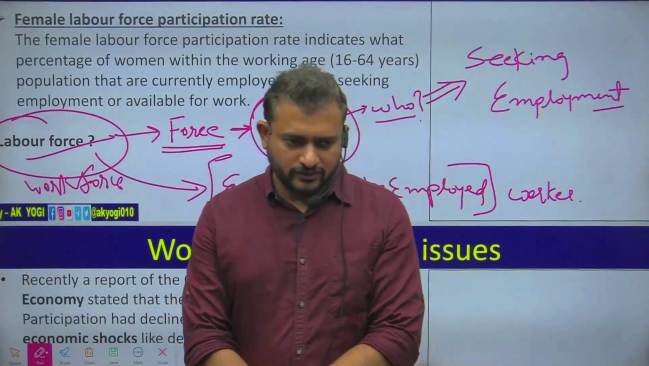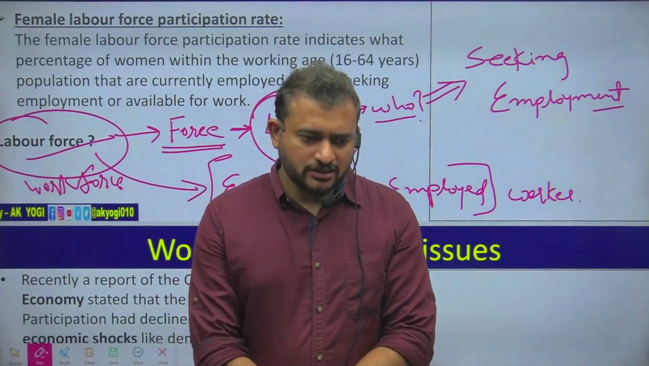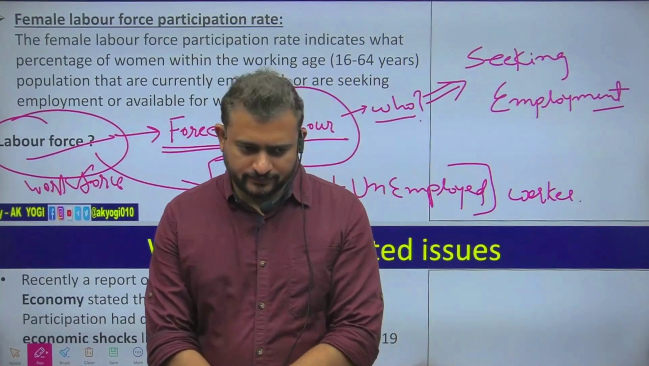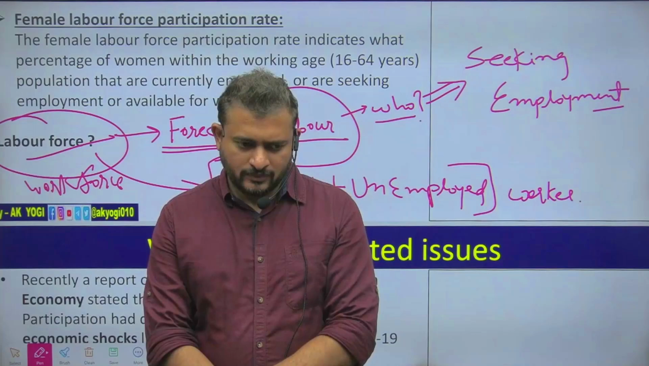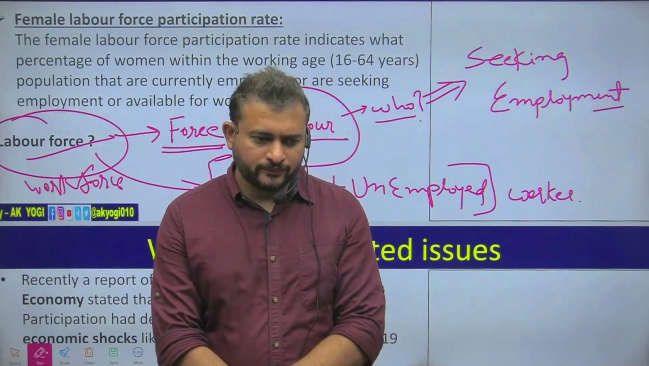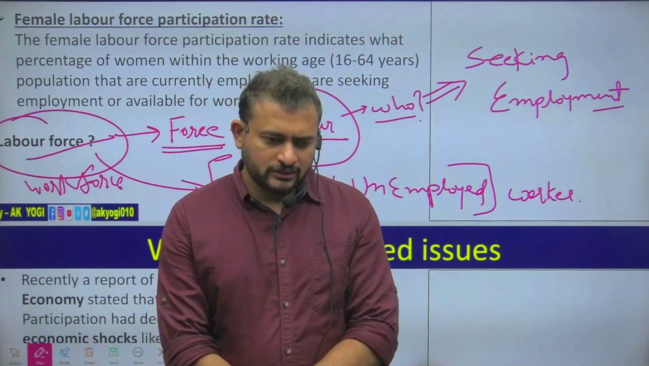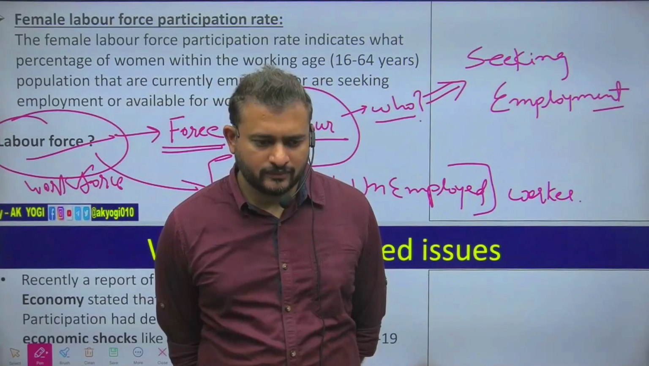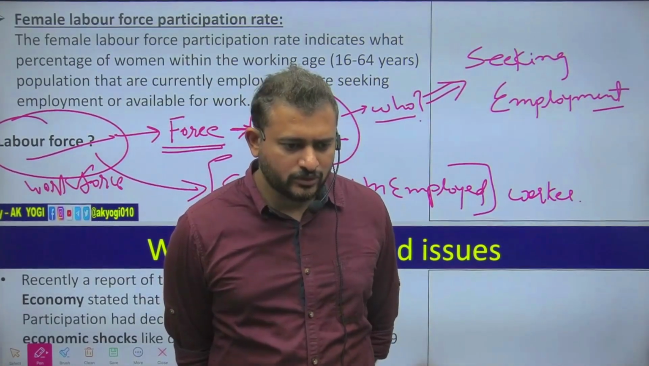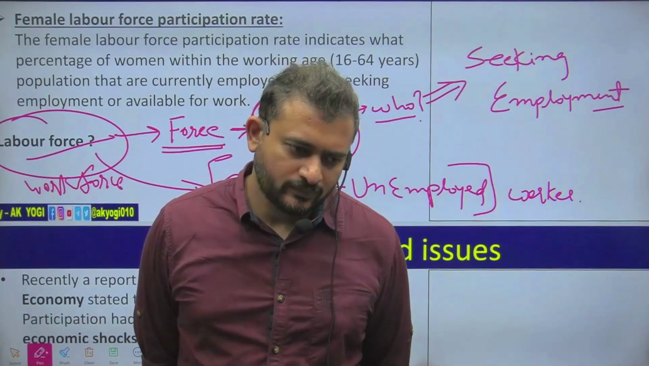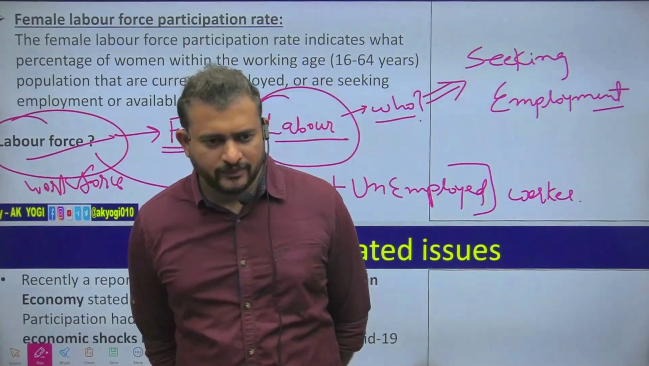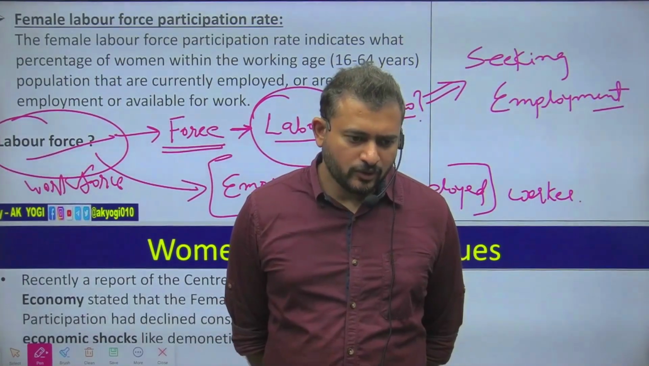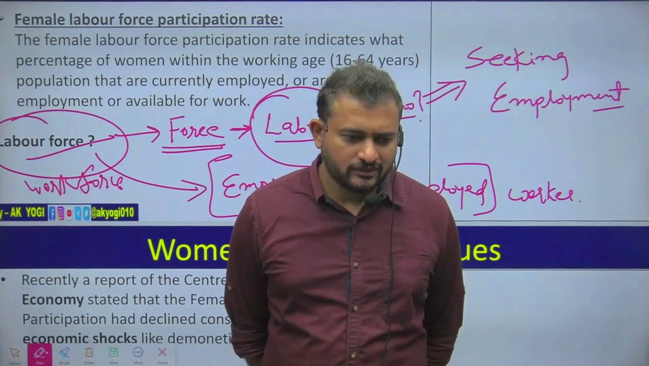Labor force or workforce. This is the group of people who seek employment or to earn a livelihood. Now write the formula: labor force and work force equals employed workers plus unemployed workers.